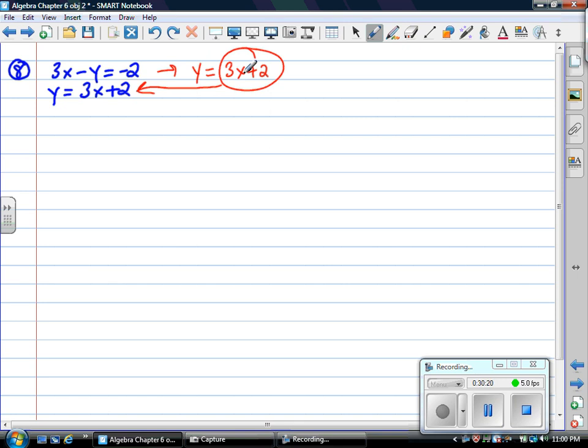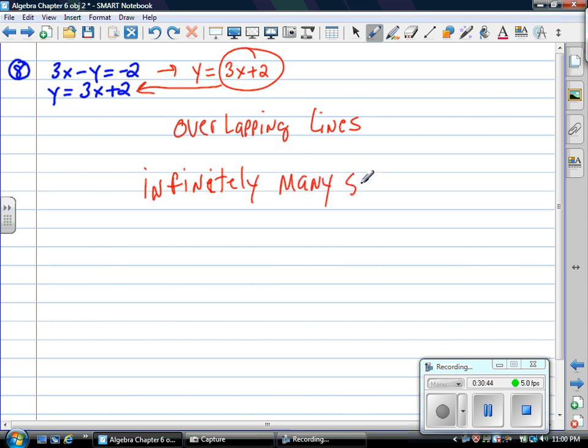I know that when I have the same equation, if I graph those equations, we would have overlapping lines. That's an example of infinitely many solutions. Infinitely many solutions. That's why I'm not a spelling teacher, guys.